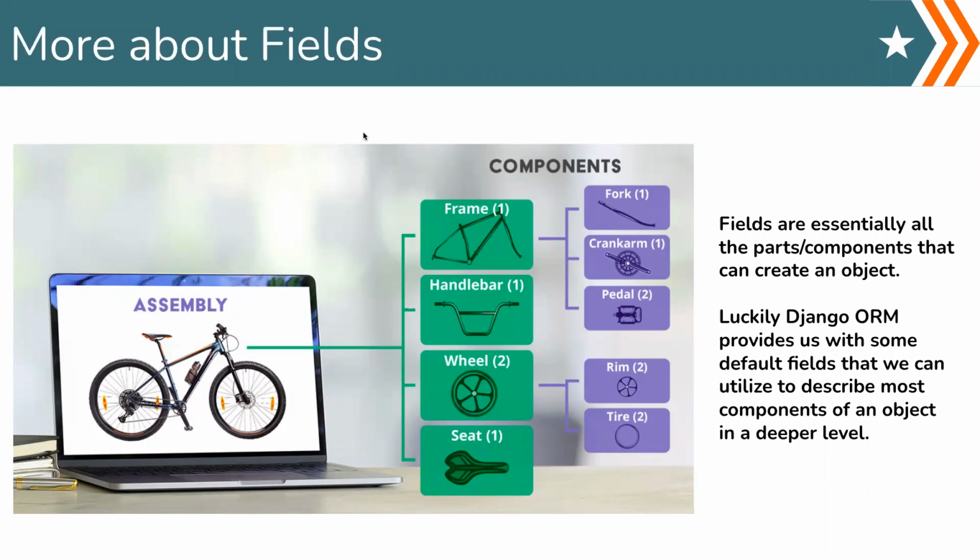So here we can see a bike, right? And here's an example of a bike. Take this as an example of a data table. Let's say we have a data table and that data table is a bike. Well, we have a frame and we have different parts. But all of these parts are different in their own way and they're unique. So Django provides us a way to make sure that each individual part fits exactly how we want it to as far as data capture goes.